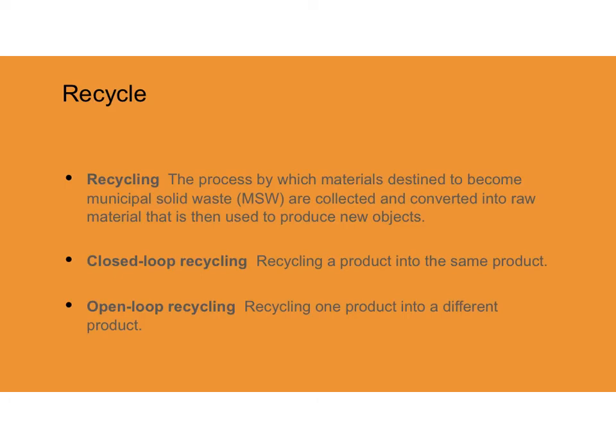This is the process by which the material is designed to become something else. The municipality, that is, it's where it's collected, and it's collected by its raw material, and then we use that raw material to produce a new object. So we divide our recycling into two different categories. There's a closed loop and an open loop type of system.